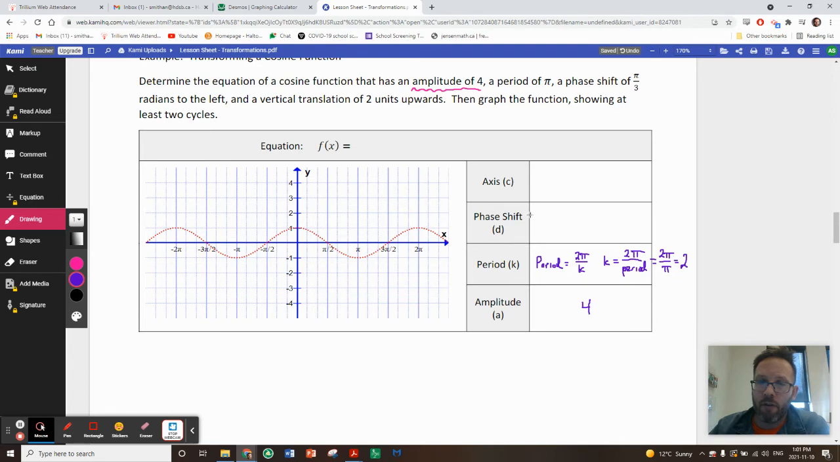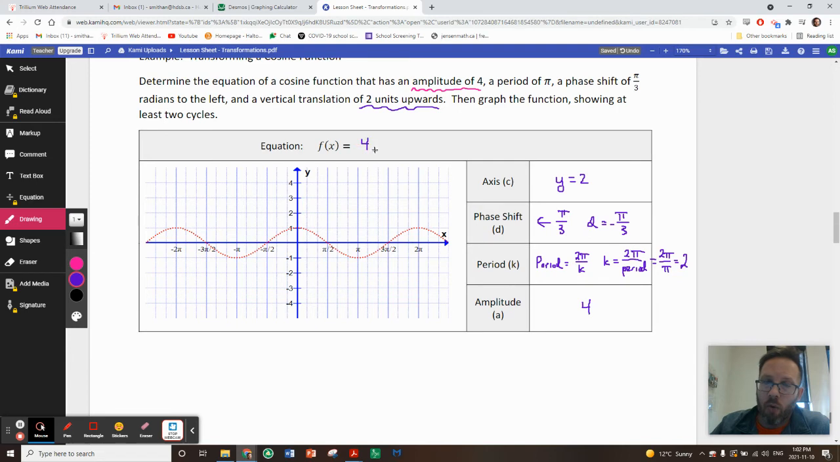What's the phase shift? Our phase shift is pi over 3 to the left, which means the D will be negative pi over 3. In our axis, we have a vertical translation of 2 units upwards. It's basically telling us our new axis, instead of being at 0, is going to be at y equals 2. So we can build our equation. Amplitude is 4.